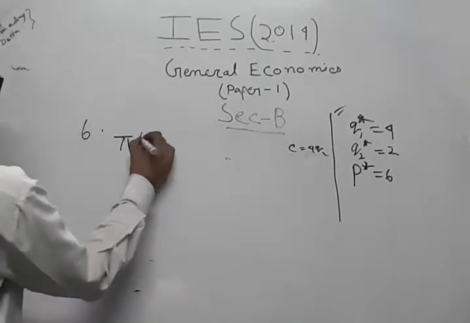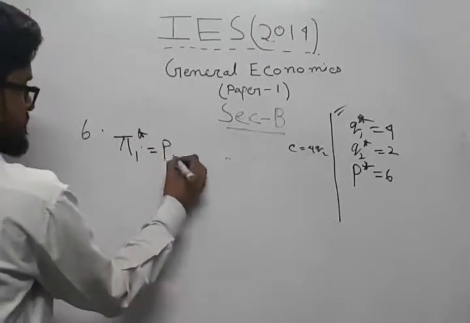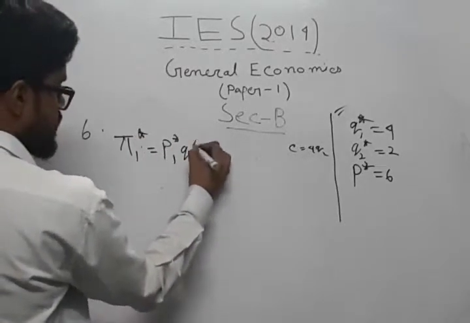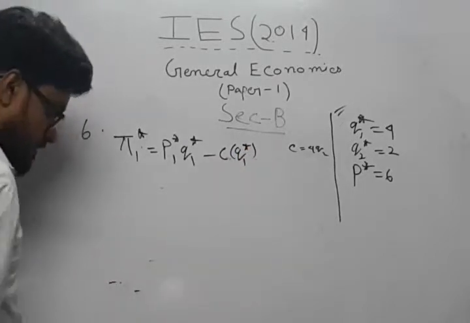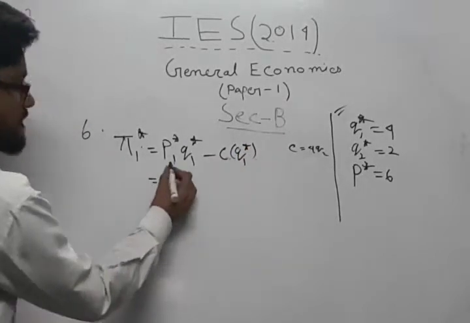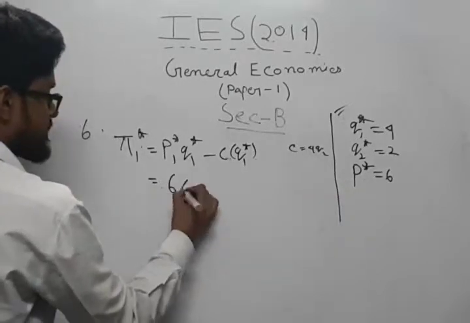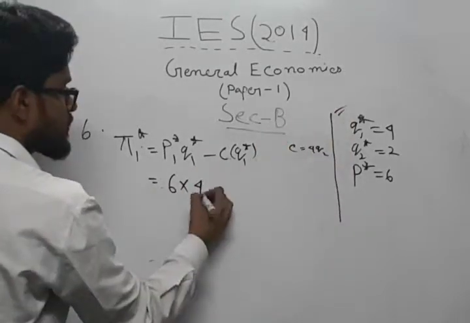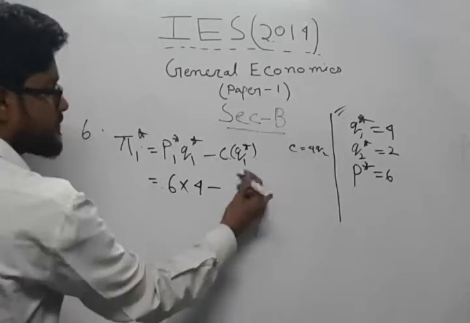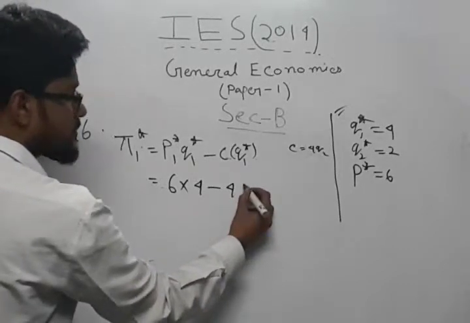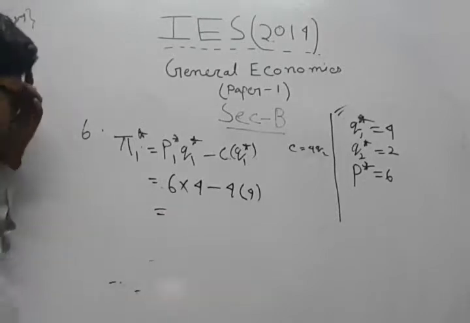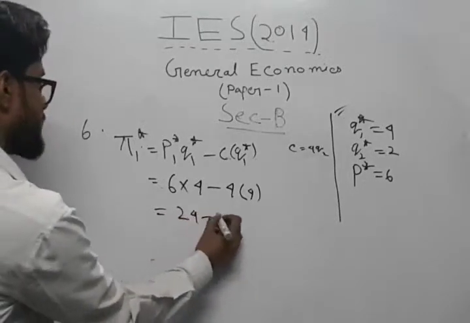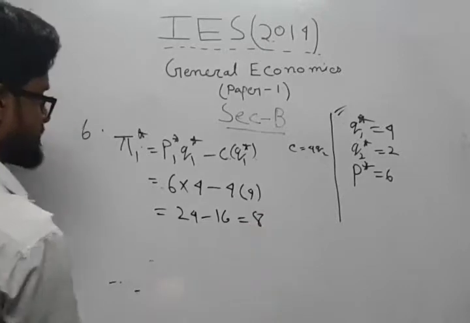Profit function for firm 1 is like this: P1 star Q1 star minus CQ1 star. Now we have found the value of P to be 6, Q1 star to be 4, cost to be 4Q1. So instead of Q1 we'll write 4. So from here we can find the value to be equal to 24 minus 16, which equals 8.